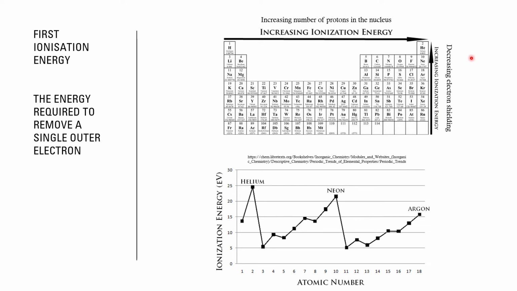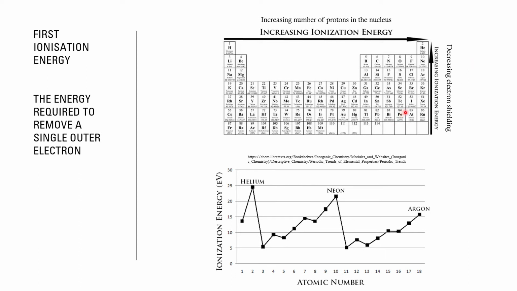That's because there's decreasing electron shielding, which means that if the outer electron is closer to the nucleus and there are fewer electrons in between, there will be more energy required to pull the electron away from the nucleus.